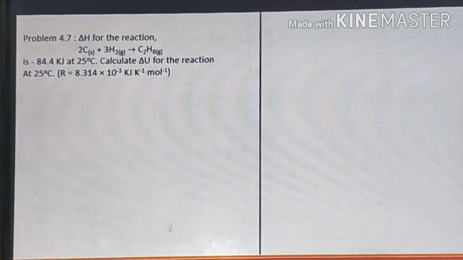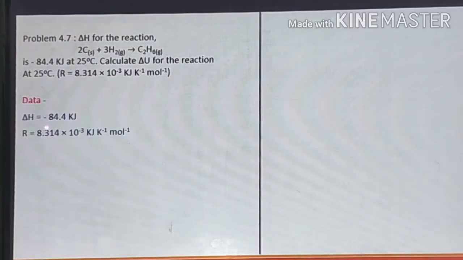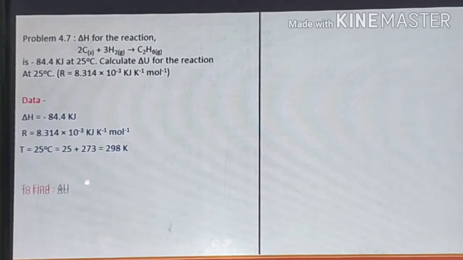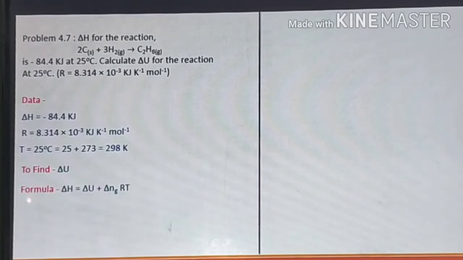See the data given in this problem. First, what is given? Delta H is minus 84.4 kilojoules. Then R is 8.314 into 10 raised to minus 3 kilojoules per Kelvin per mole. Temperature is given to be 25 degrees Celsius. Temperature should never be taken in Celsius, so convert it into Kelvin. So add 273. So temperature in Kelvin will be 298 Kelvin. I want to find out delta U for this particular reaction. What formula will I use? Delta H is equal to delta U plus delta Ng RT.